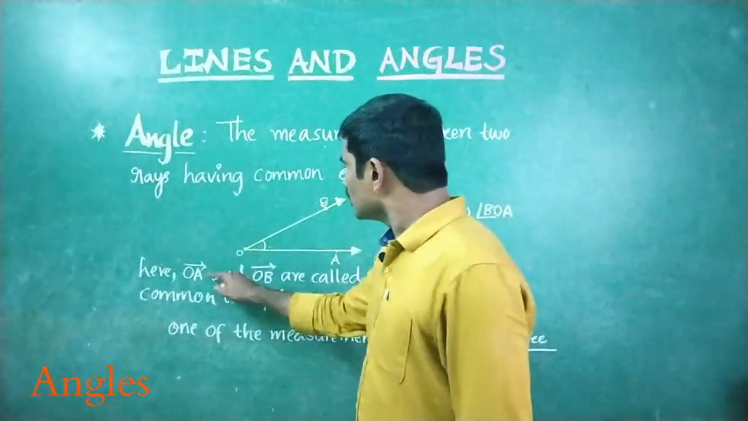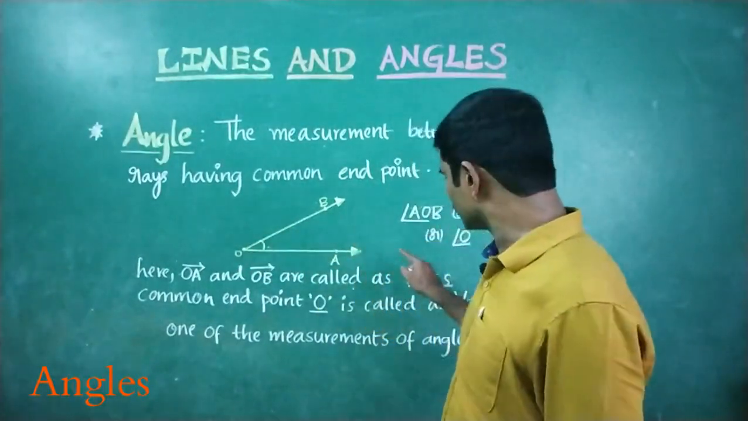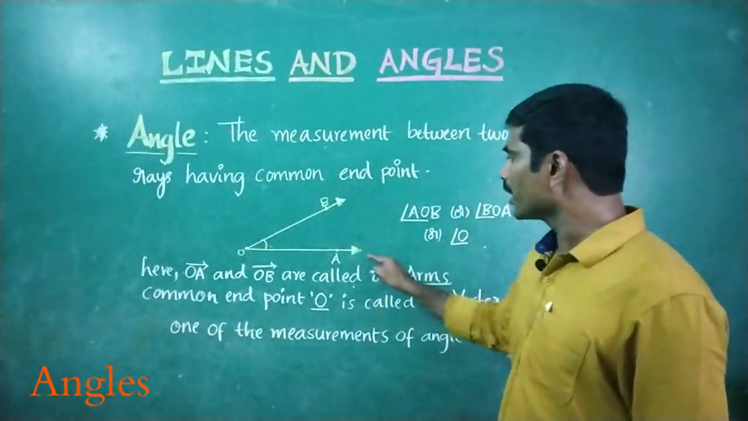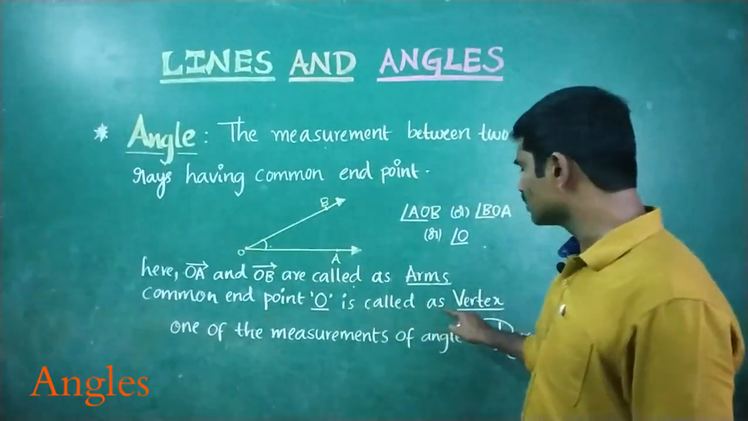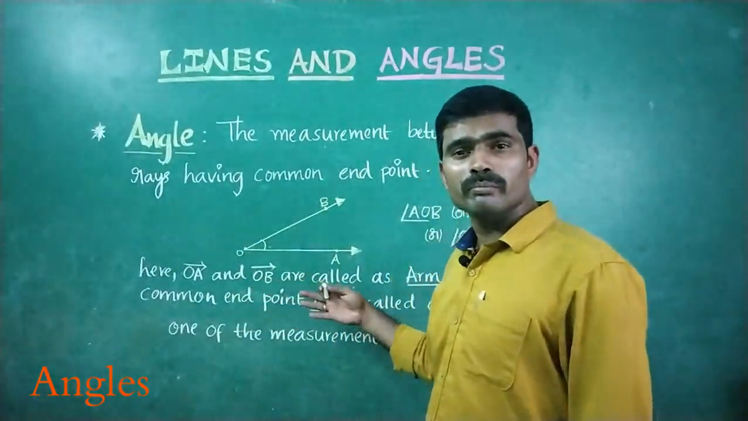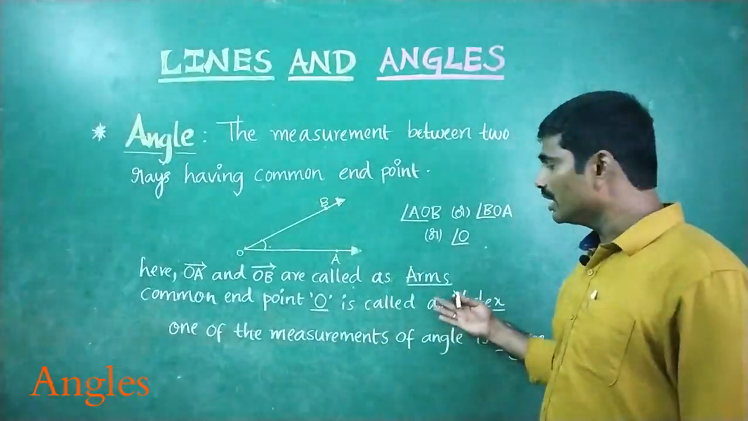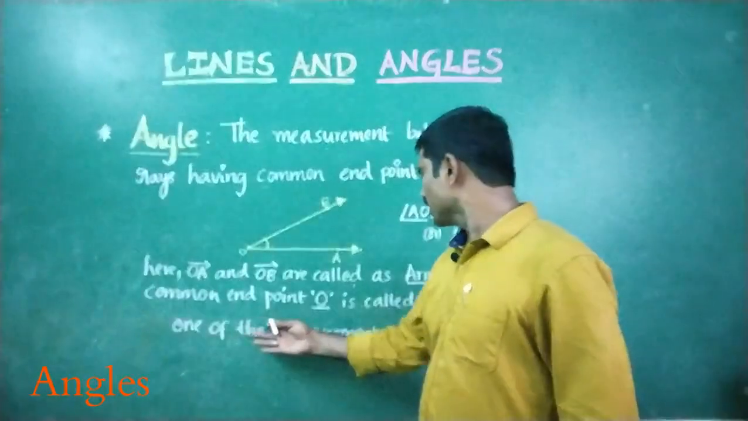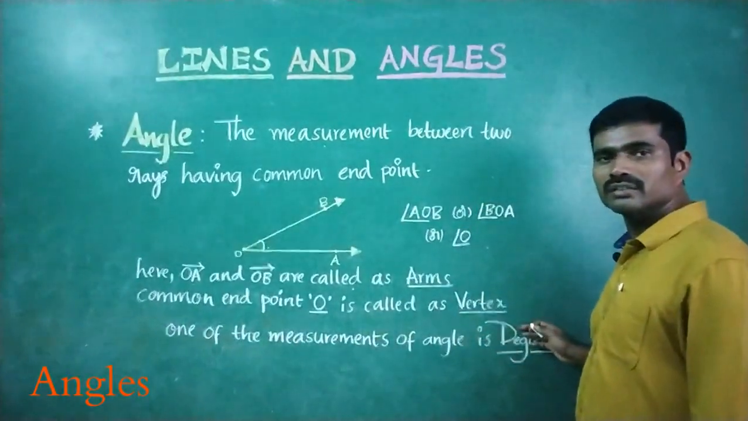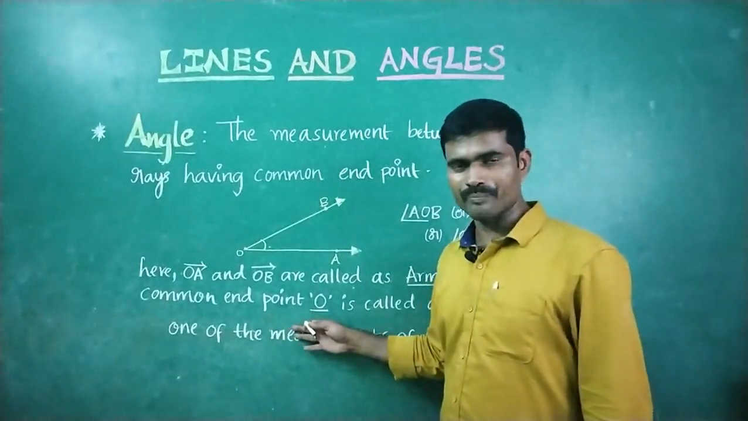Here OA and OB are called arms. The common endpoint is called the vertex. There are many measurements to define an angle. One of the measurements of angle is the degree. So we are going to explain degree.